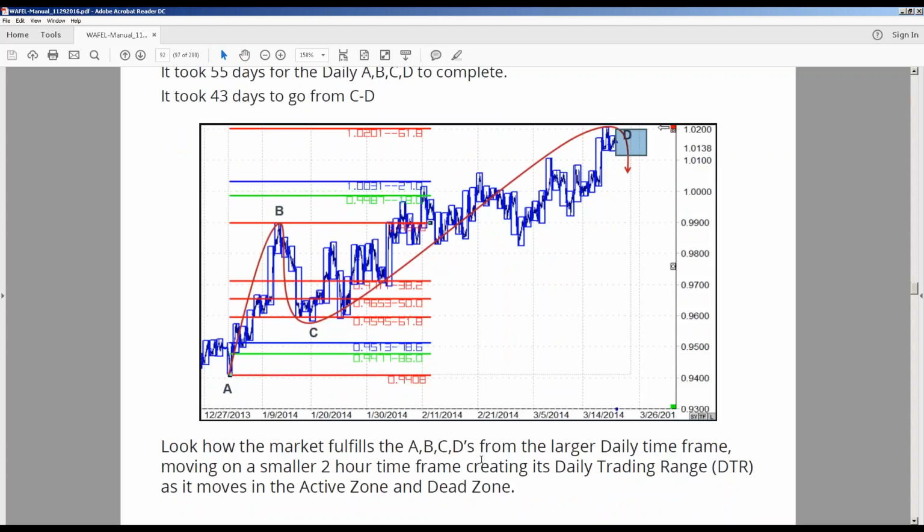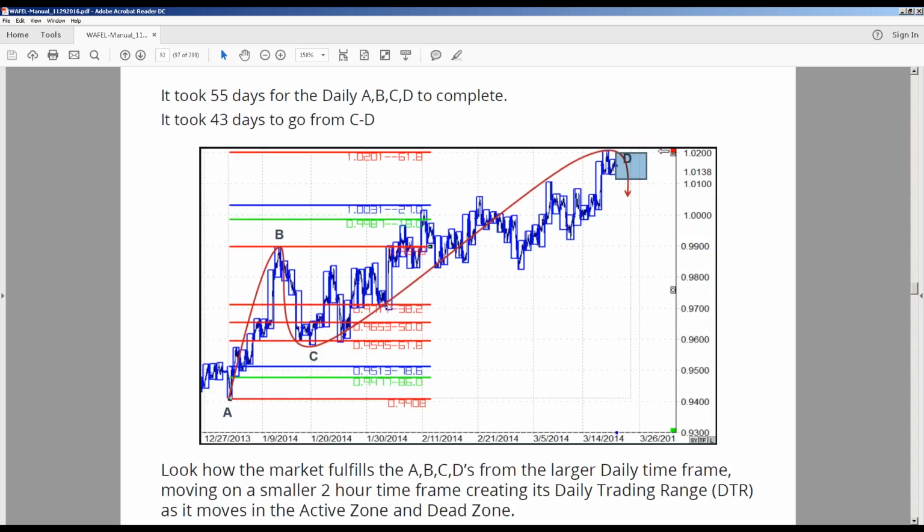Look how the market fulfills the ABCDs from the larger daily time frame, moving on a smaller 2-hour time frame, creating its daily trading range as it moves in the active zone and the dead zone. So there you can see how the market moves on the 2-hour chart as it moves from the C to the D on the daily. The market will not move in a straight line. It will always do what it does best, and that is wave from the C to the D.